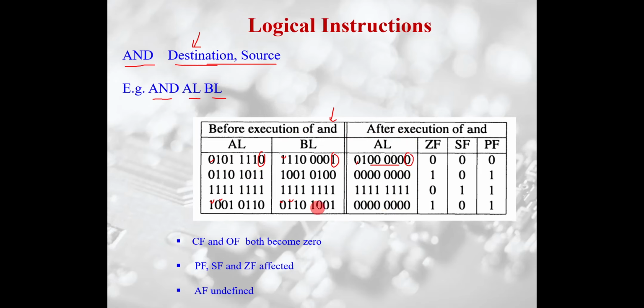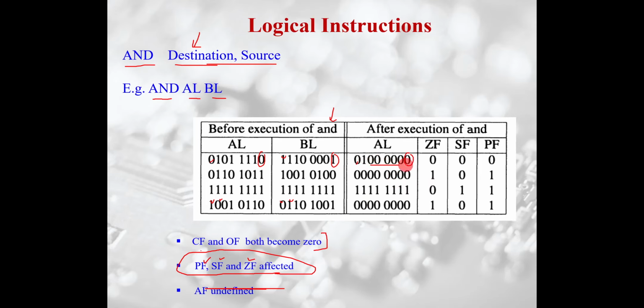This is for these particular combinations of AL and BL. Now, what are the flags which get affected? These are the 3 flags: parity, sign, and zero. They get affected, so all decisions made in the program should be based on these flags. The auxiliary flag is undefined, and CF and OF are cleared to 0. So you do not take any decision based on those. While programming, we have to look at only these 3 flags.